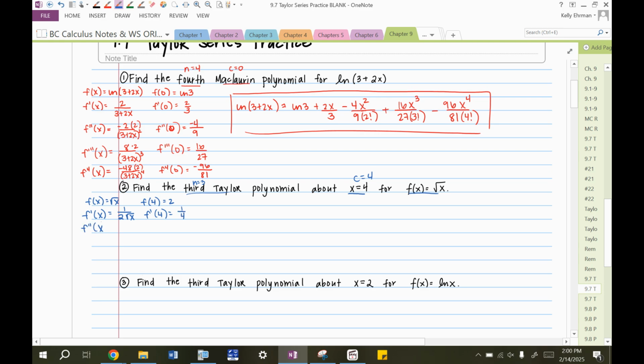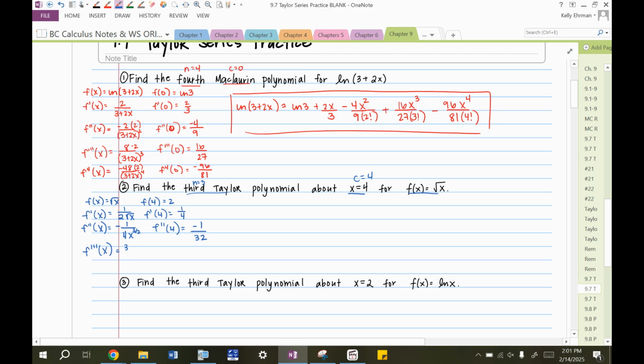F double prime will be 1/2 times negative 1/2. And then x to the 1/2 minus 1 will be x to the 3/2 down in the denominator. F double prime at 4 will be negative 1 over square root of 4 is 2, 2 to the third is 8, 8 times 4 is 32. Right? Oh, wait. What did I screw up here? Oh, no, I'm okay. Sorry.